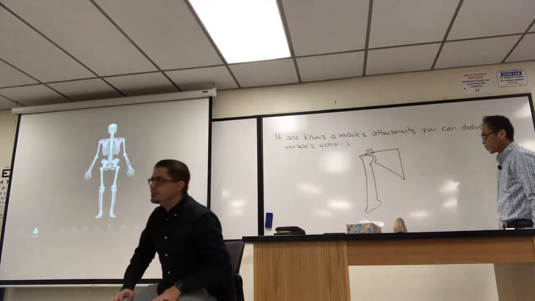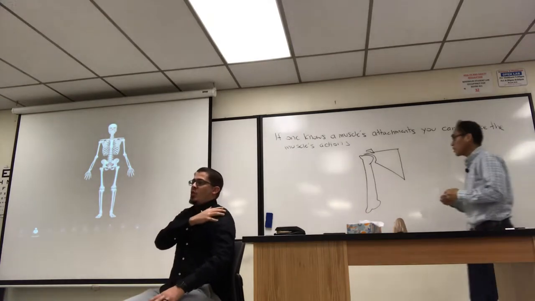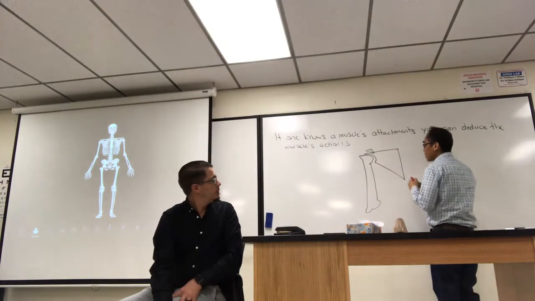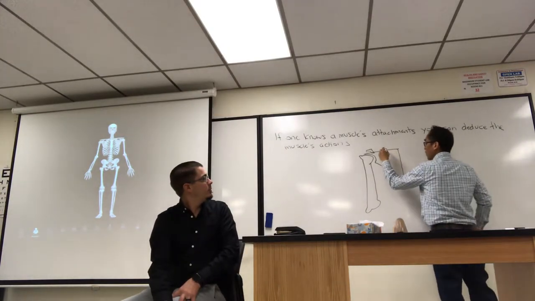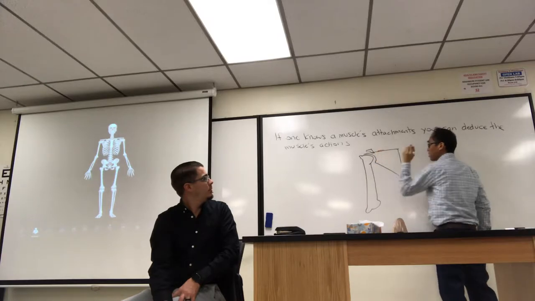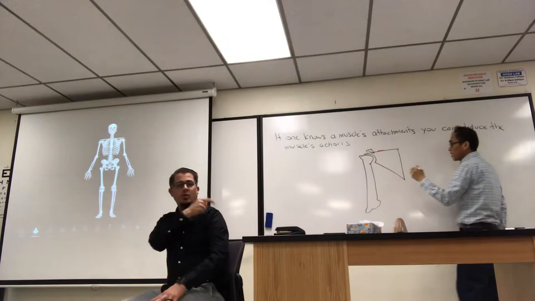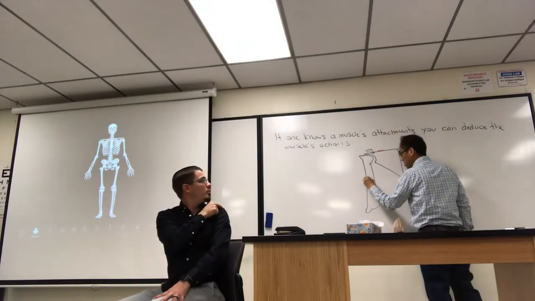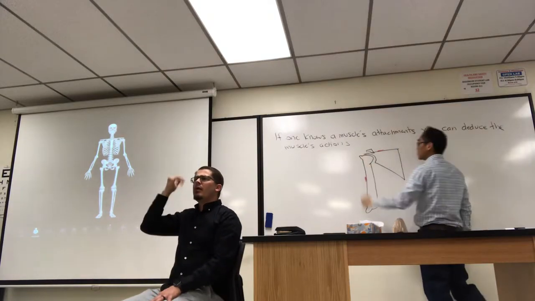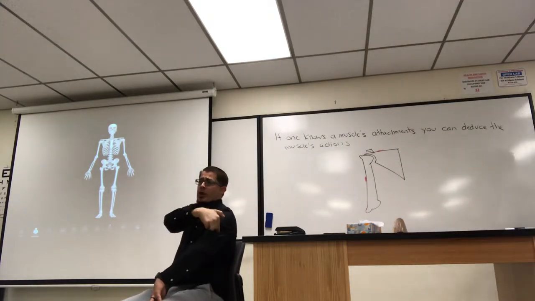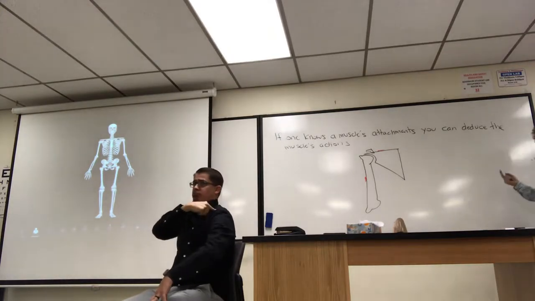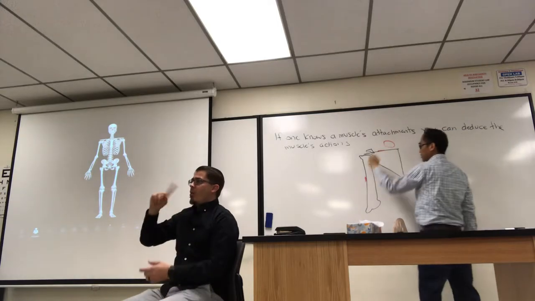So I got my little shoulder joint here. Let's pretend I know there's a muscle that goes from here, attaches there, where I drew a little red squiggly line, and it goes to there. I know its attachments. I don't even know what the muscle is, but I know those two spots. And let's say this is the origin, this is the insertion.